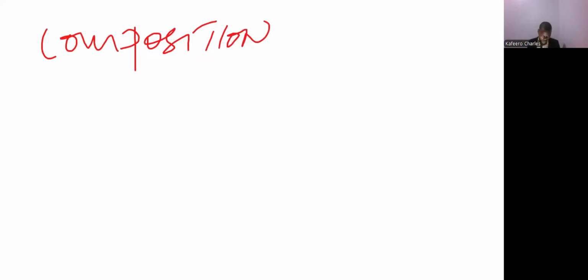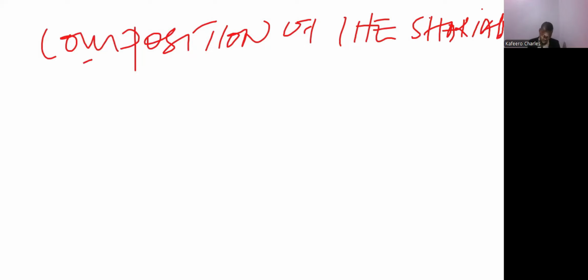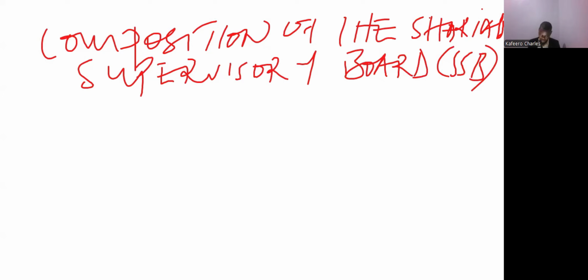So let's now try to look at what are some of the forms. Let's focus on the types. But before we look at the types, let's first finish off with the composition, because we have not yet looked at the composition of the Sharia Supervisory Board, SSB.